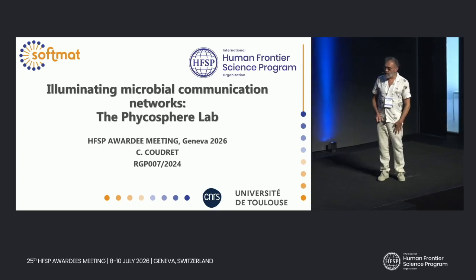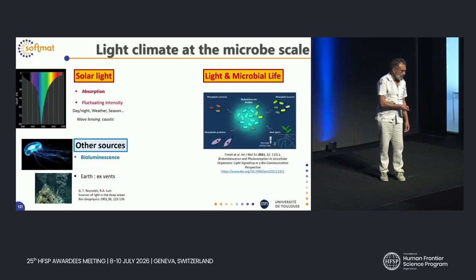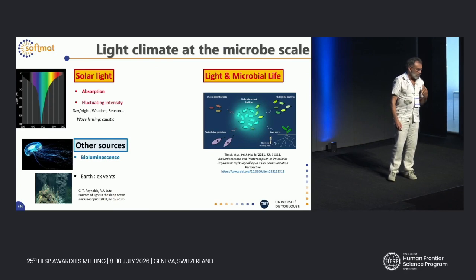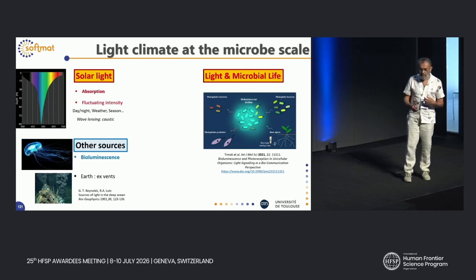So this grant is about microbial communication in the phycosphere, and I would like to explain some of the details and how it came about. The idea is that when we start thinking about light, especially at the microbe scale and especially in the ocean, light is not evenly distributed.